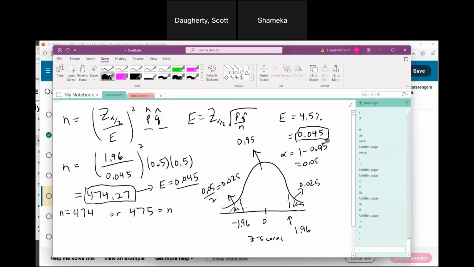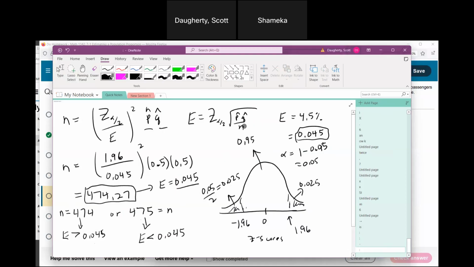I want it to be within 0.045. So which of these two numbers is going to cause it to go within 0.045? And the answer is the larger one. This will give me a margin of error of a little bit less than 0.045. And this one will give me a margin of error a little bit more than 0.045. And you can test this on your own if you want.